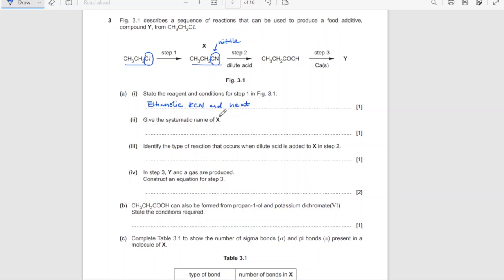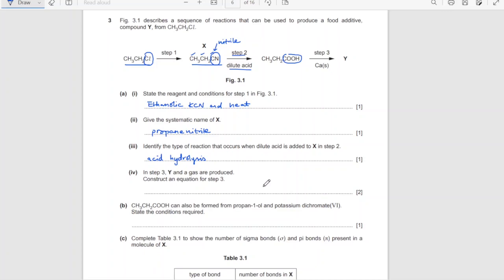Now it says give the systematic name of X. This is a nitrile with 3 carbon atoms, including the one in the functional group. So this is going to be propanenitrile. Now it says identify the type of reaction that occurs when dilute acid is added to X in step 2. So in step 2, when you add dilute acid, the nitrile is converted into a carboxylic acid group. This happens when you hydrolyze a nitrile. So this is going to be hydrolysis, specifically acid hydrolysis, because you're using dilute acid for this purpose, and it gives you a carboxylic acid.